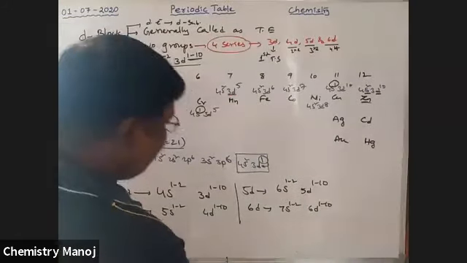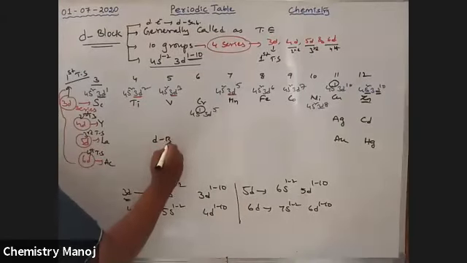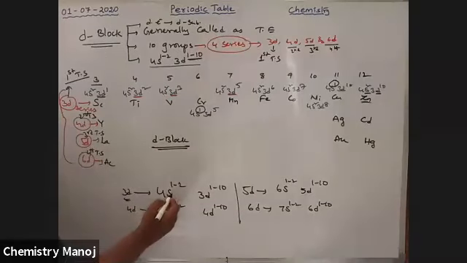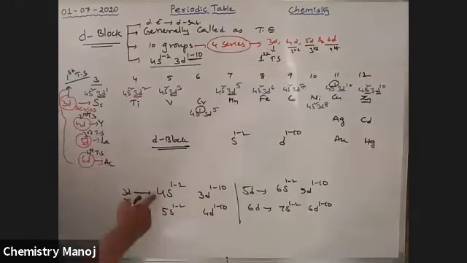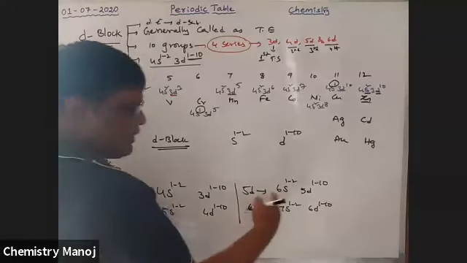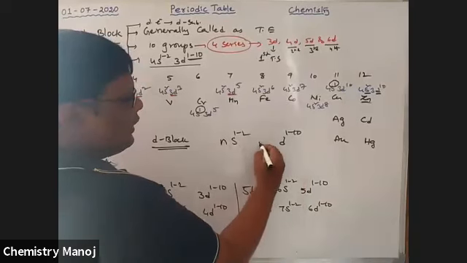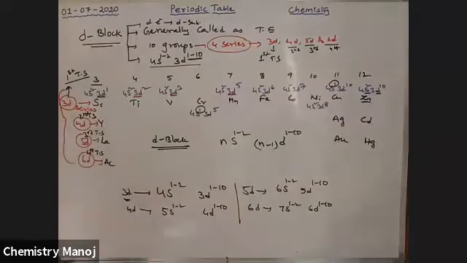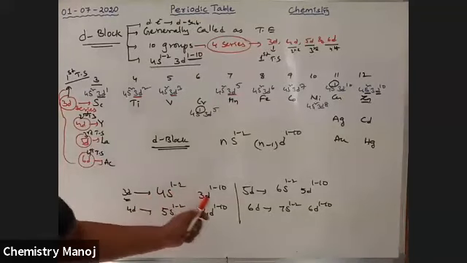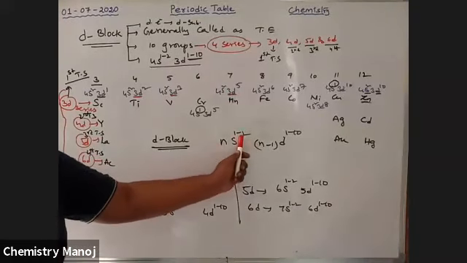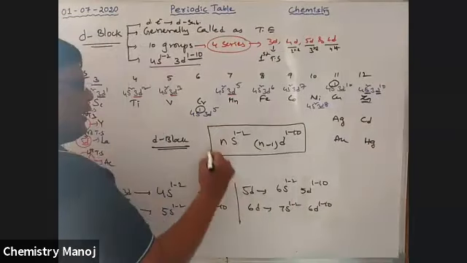In general, altogether, for d block elements, ns 1 to 2 is common and d 1 to 10 is common. If it is 3d, it is 4s. If it is 4d, it is 5s. If it is 5d, it is 6s, and 6d is 7s. That means if the d level is n, the s level is n minus 1 for d. If 4 is n, then 3 is n minus 1. See here, ns1 to 2, (n minus 1)d1 to 10 is the general outermost electronic configuration for d block elements.